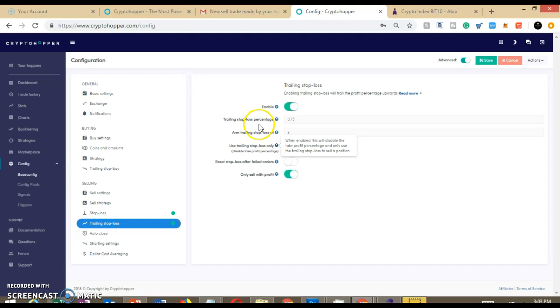But once it drops, you can see this trailing stop loss percentage, it's going to wait till it gets 3%, and then once it drops 0.75%, your hopper will try to sell your coin. Price drops by this amount, and your coin has been armed to sell if you set whatever. They're probably saying your arm loss here.